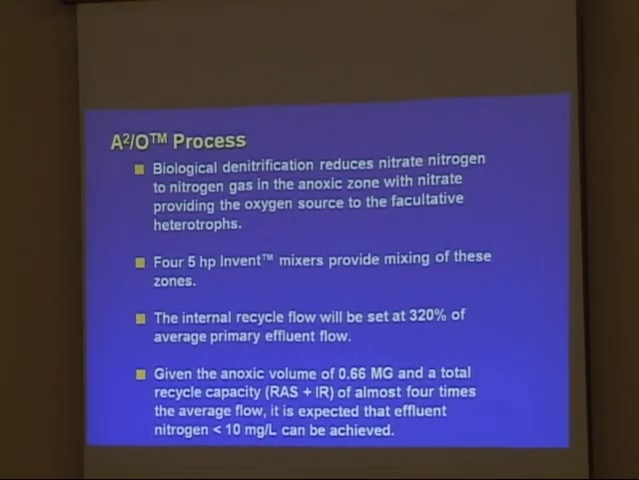Internal recycle flow can be set up as high as 320% of the average primary effluent flow. Gotta keep an eye on how much you internally recycle. That gives you an active volume of 0.66 million gallons in total recycle capacity, whereas an IR of almost 4 times the average flow. It's expected that an effluent nitrogen of less than 2 milligrams per liter can be achieved.